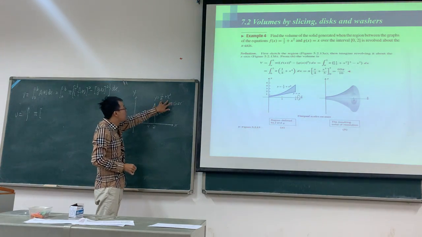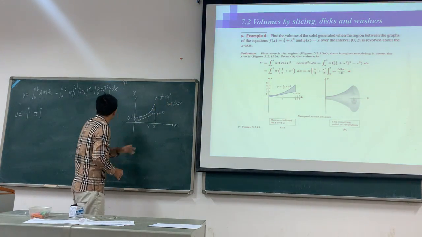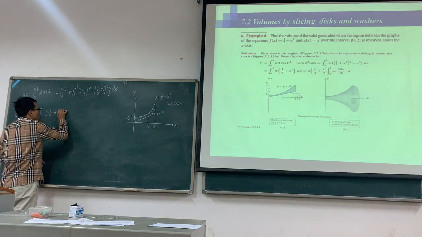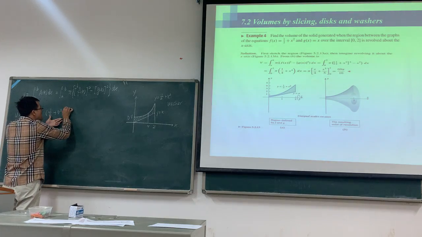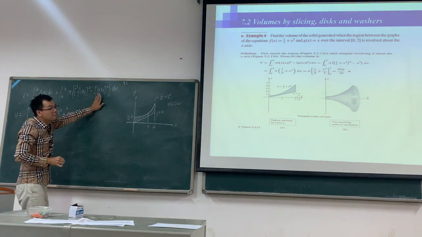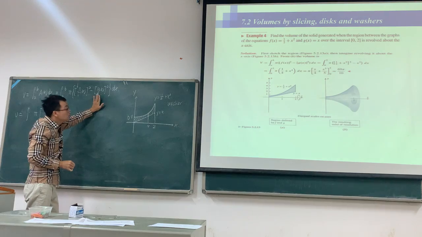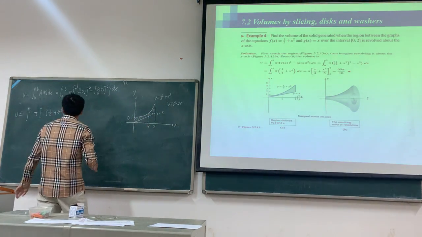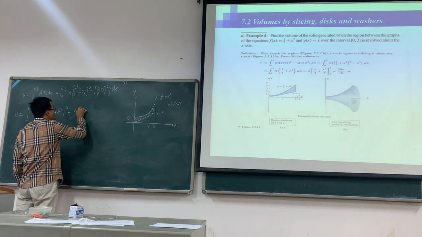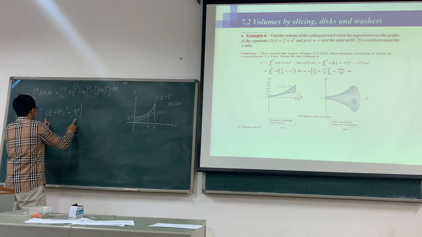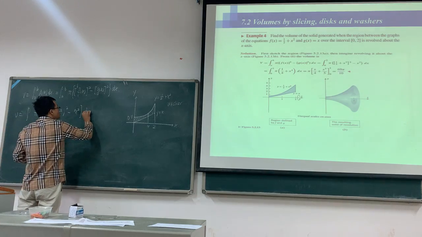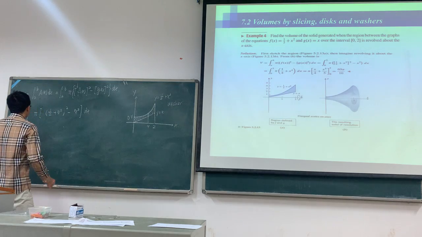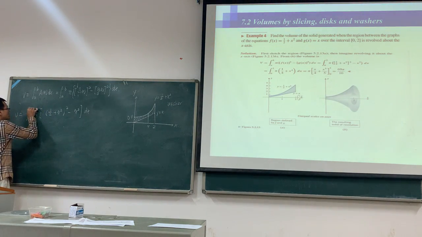where the upper function is 1/2 plus x squared, minus the below function squared. The below function is y equals x, so minus x squared, dx. From what to what? From 0 to 2.